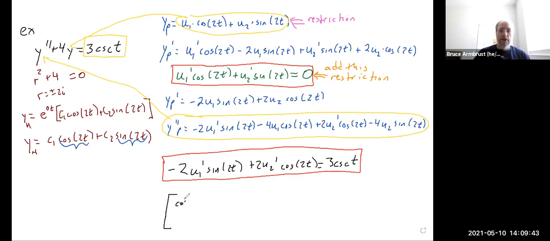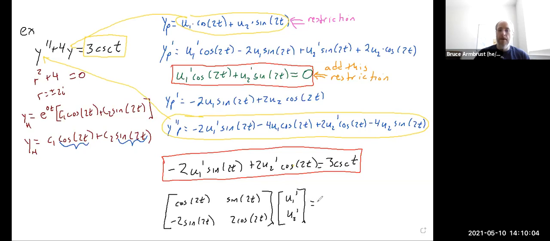I'm going to have cosine of 2t, sine of 2t, minus 2 sine of 2t, 2 cosine of 2t, times u1 prime, u2 prime, and that needs to equal 0, 3 cosecant t.